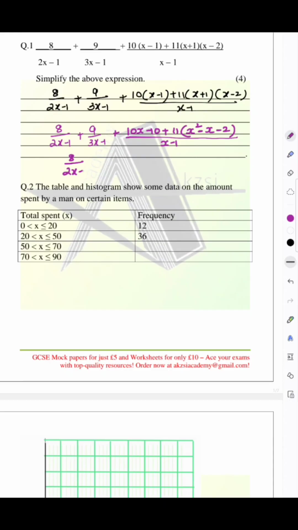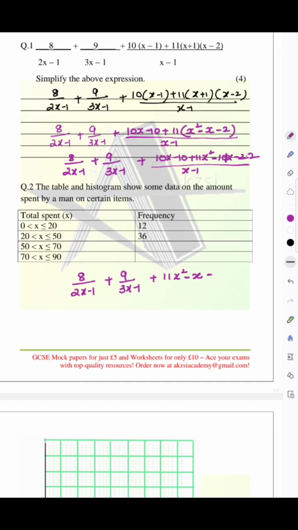8 over 2x minus 1 plus 9 over 3x minus 1 plus now 10x minus 10 plus 11x squared minus 11x, sorry, I just realized, 11x, and this will be minus 22, over x minus 1. So 10x minus 11x will give you minus x, and this will give you minus 32 over x minus 1.